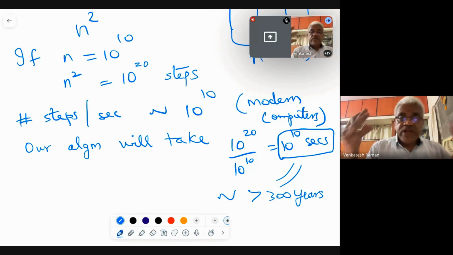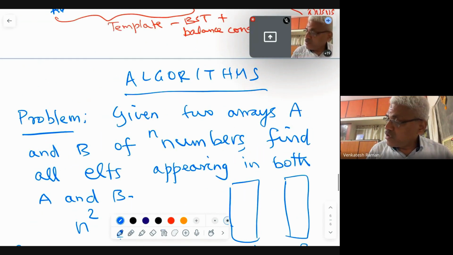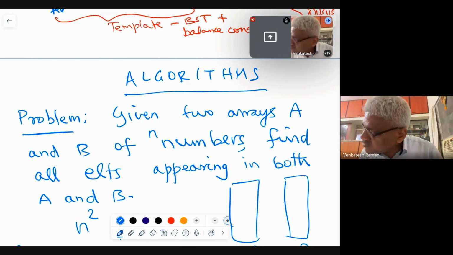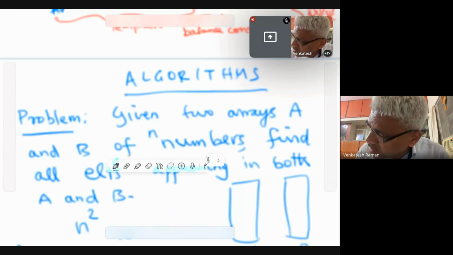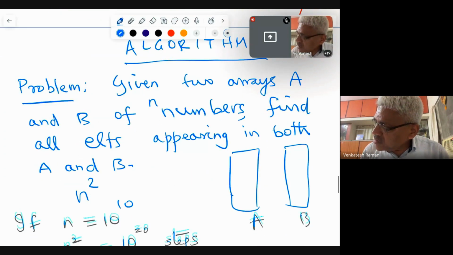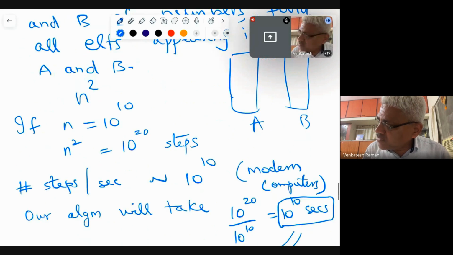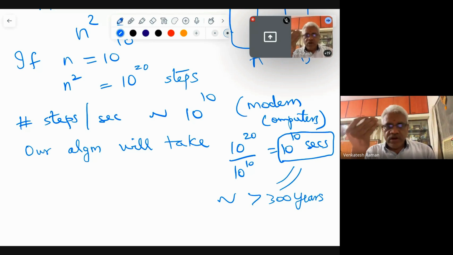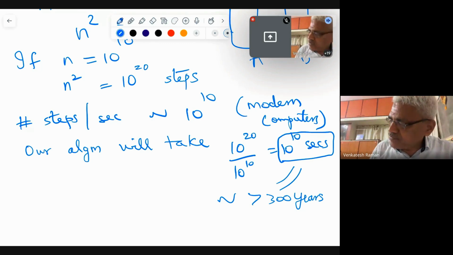So where are we? We started with a simple problem, very large n, very simple algorithm, n square algorithm. We ran brute force. Good. If you do some calculations, go look at the videos and understand carefully what this calculation is. It turns out the algorithm will take about 300 years. Okay, so it's not useful at all. What can we do to improve it?